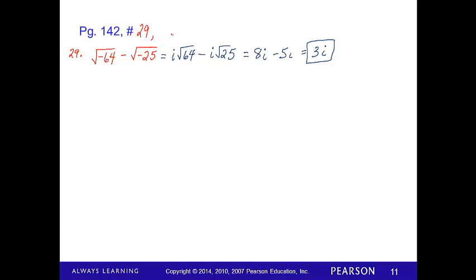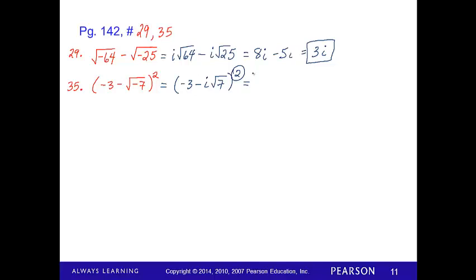Okay, now let's look at number 35. Negative 3 minus the square root of negative 7, whole thing squared. Again, the first thing you need to take care of is the negative inside the square root. So we're going to rewrite this as negative 3 minus i square root of 7, whole thing squared. And then we need to simplify.